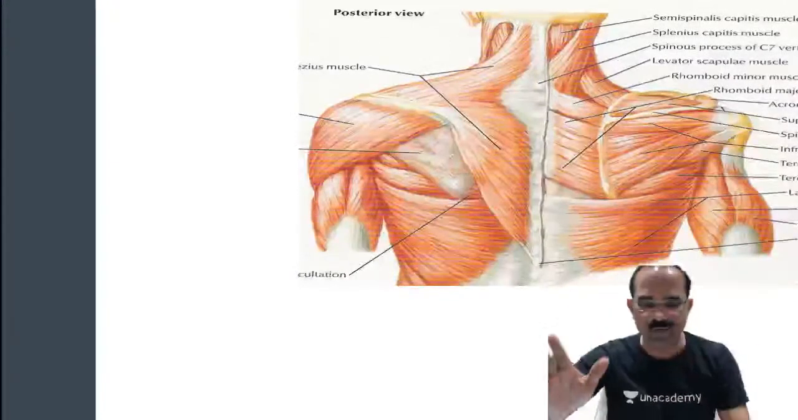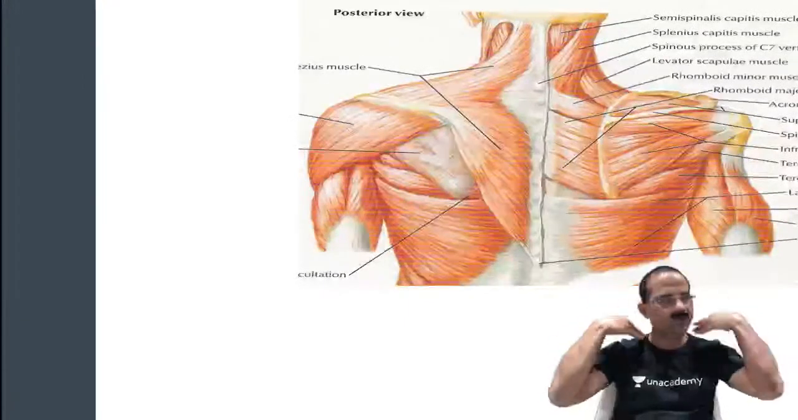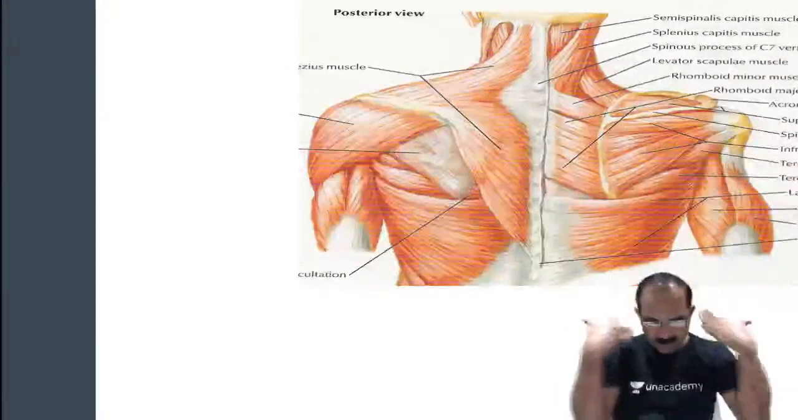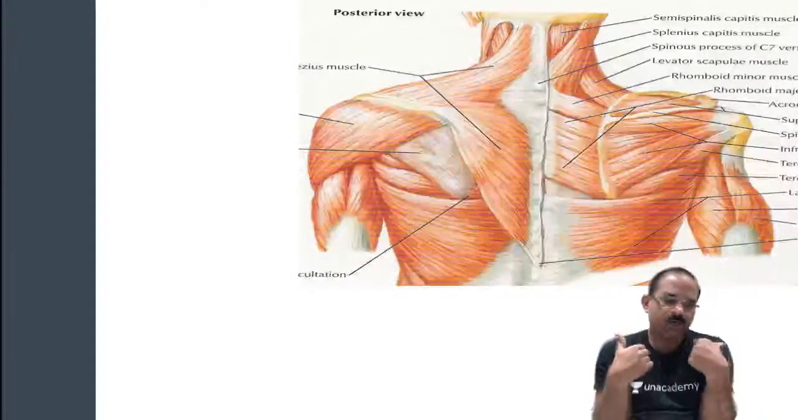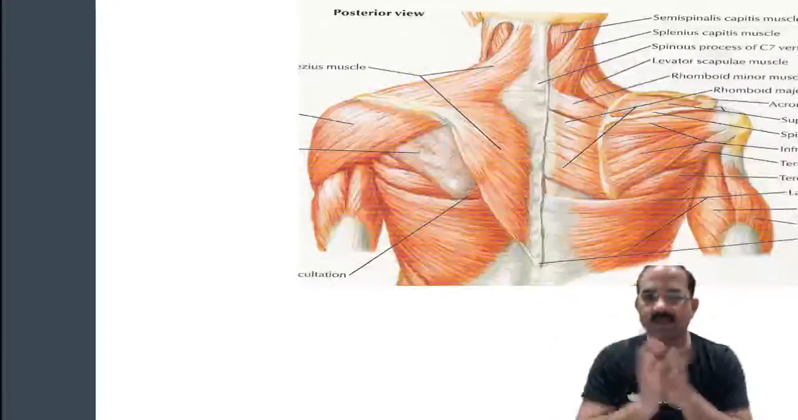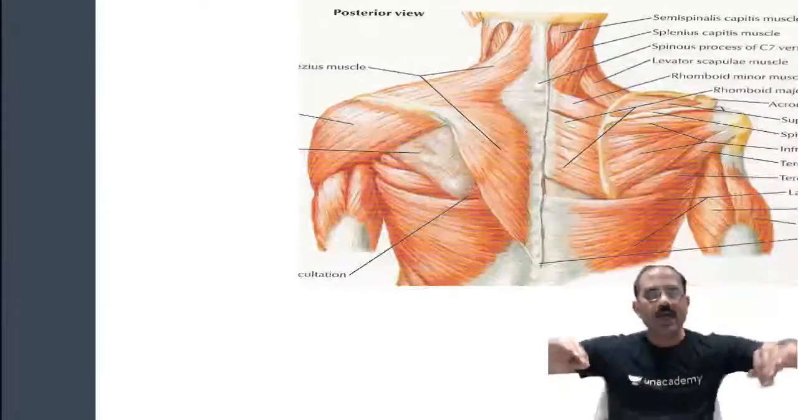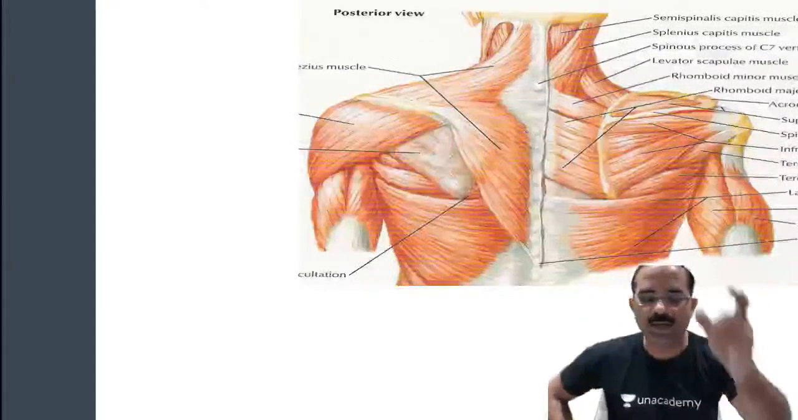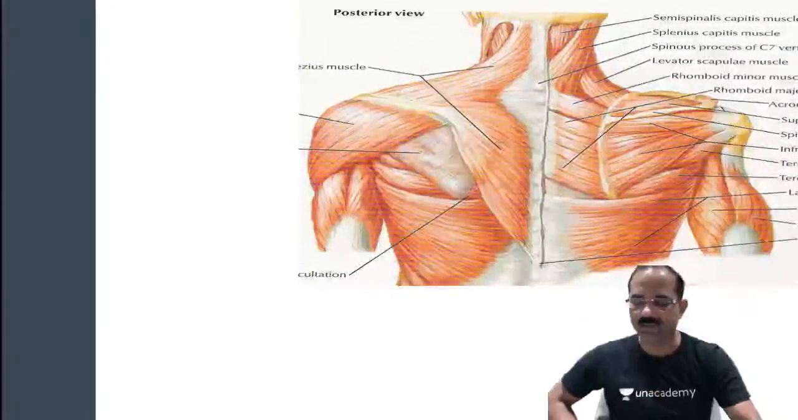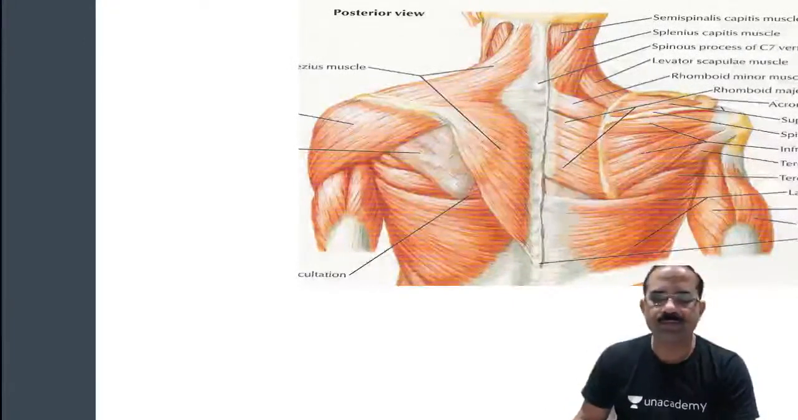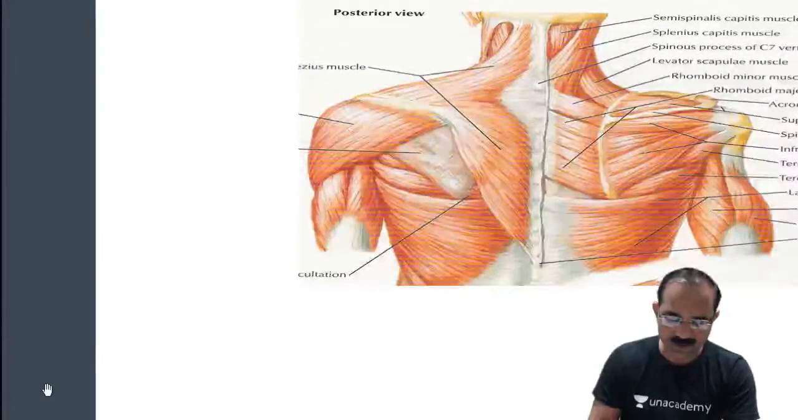This should be perfect. Upper fibers do shrugging of shoulders. Yes, correct, Soumya. The upper fibers of trapezius do shrugging of shoulders. The middle fibers of trapezius are going to retract the scapula. And the lower fibers of trapezius, when they contract, do overhead abduction. Am I clear to all of you? Right, perfect. See the next slide.